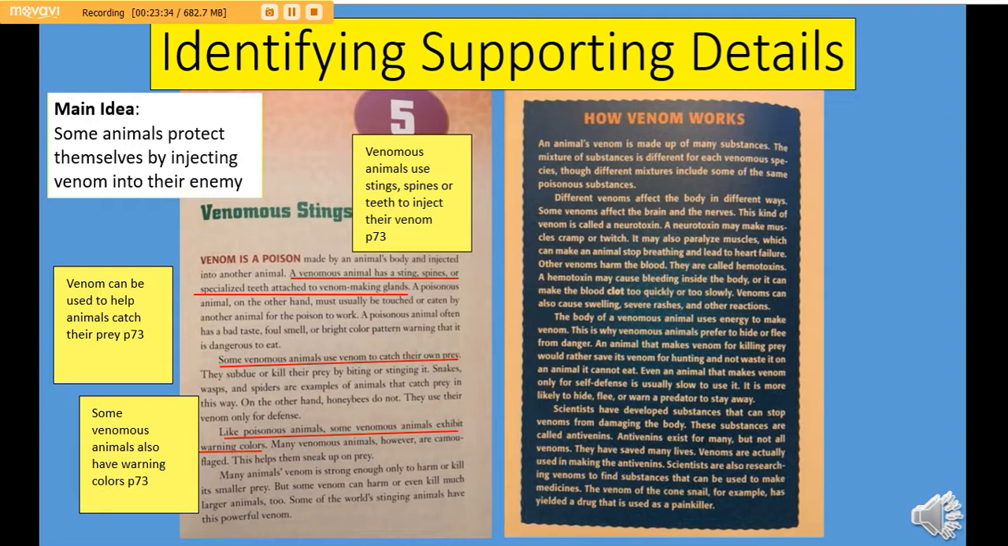And in the same paragraph right after it, I see that it says, many venomous animals, however, are camouflaged. This helps them sneak up on their prey. And so while some animals have warning colors, other animals blend in to help them catch their prey. So that's what I'm going to put on my Post-it note.